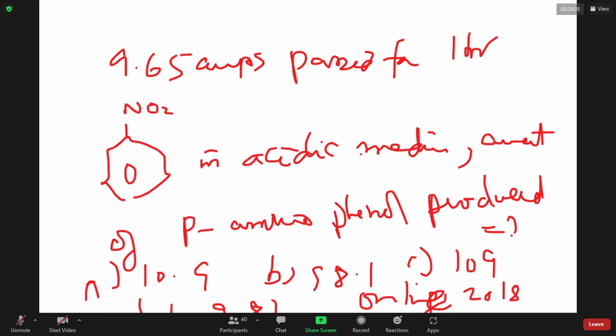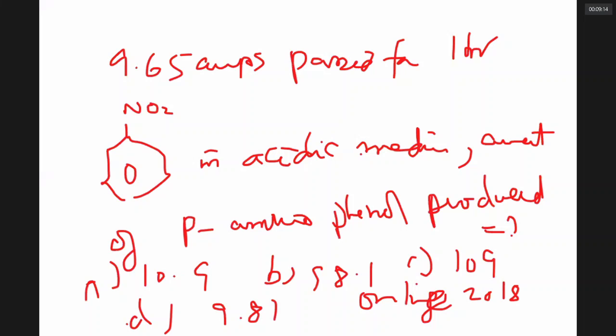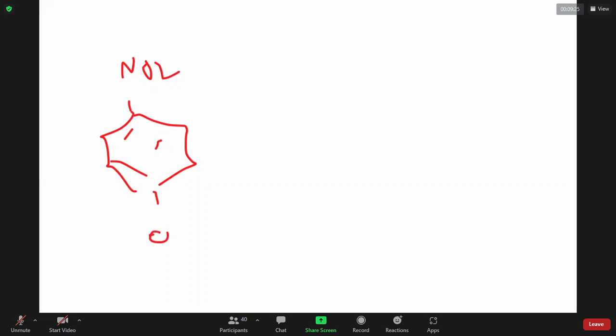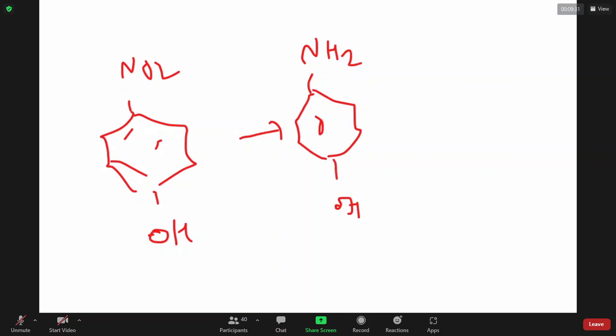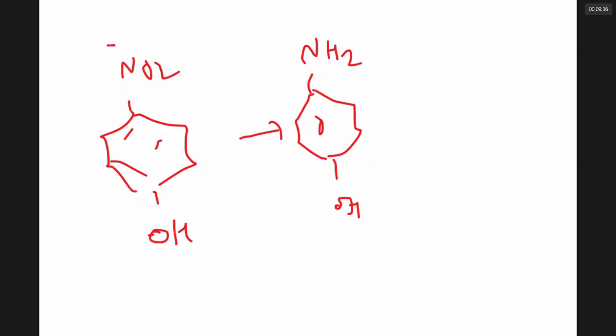How to solve it? Ladies and gentlemen, actually they could have given para-nitrophenol converted to para-aminophenol. There is a small printer's devil. Anyway, I don't know whether this question was deleted or not. But anyway, here nitrogen is +4. Here nitrogen is -2. Can you see it clearly?